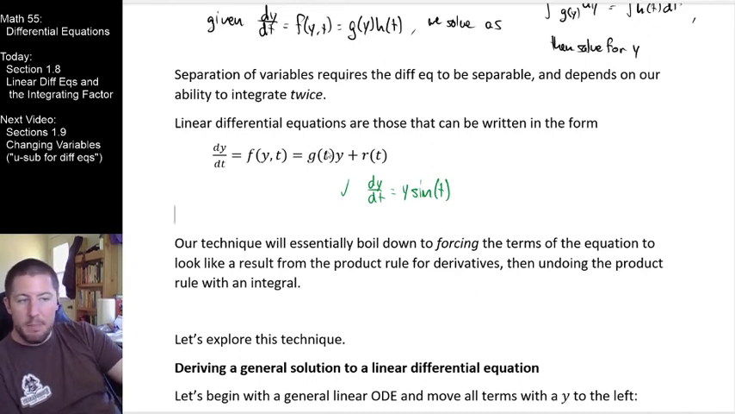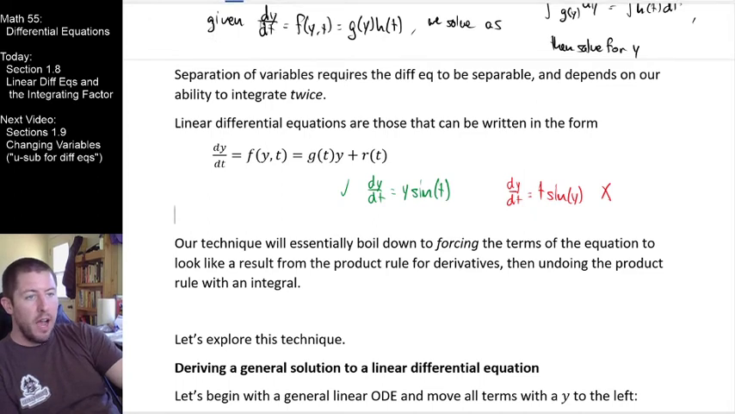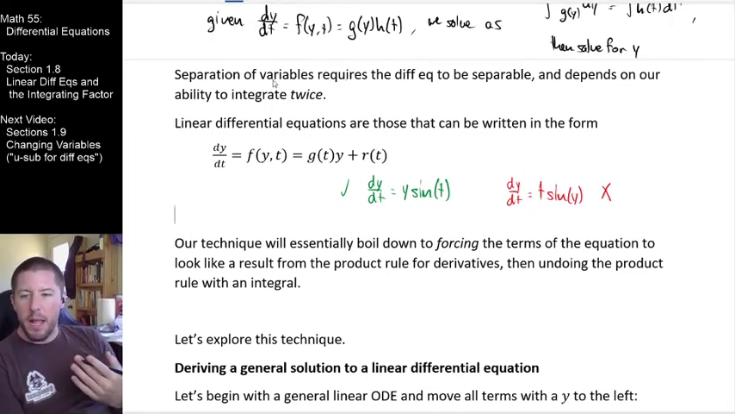It looks like sine of t is my g of t term right here, and r of t is 0. On the other hand, if I were to flip these and write dy dt equals t sine y, this is no longer linear in y because this is a trig term in terms of y. Y is a trig function there, not a linear term, not like a polynomial term right there.